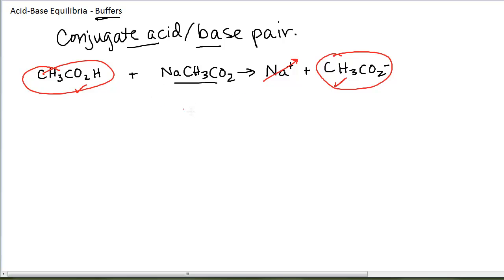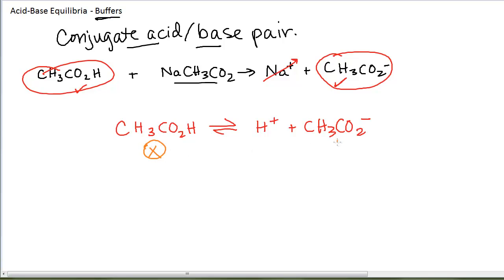If I have a solution with both of these present, then I'm looking at a solution with this equilibrium reaction. Now, I have written the equilibrium reaction for the weak acid. I could have written the equilibrium reaction for the weak base, and it would demonstrate exactly the same thing. In this case, this reaction is in equilibrium in my beaker, and I do have some quantity of acetic acid, and I have some quantity of the acetate ion. Both of these are present.